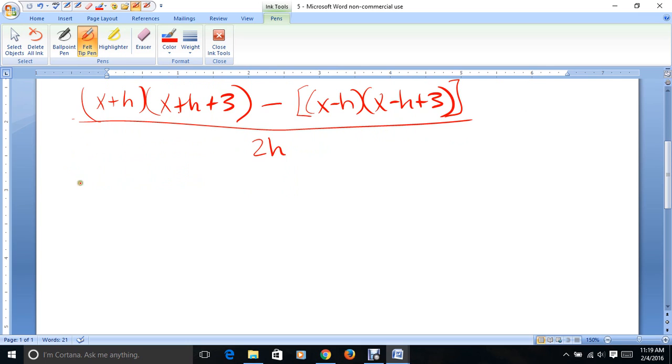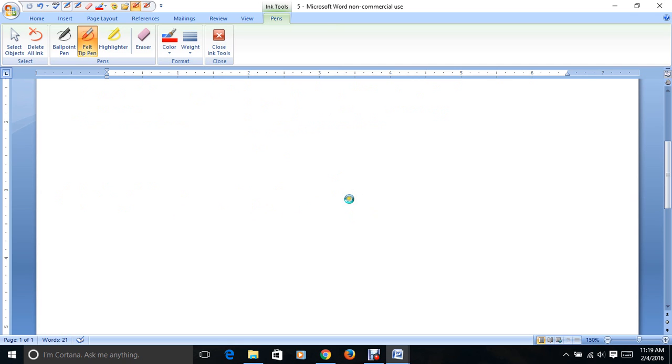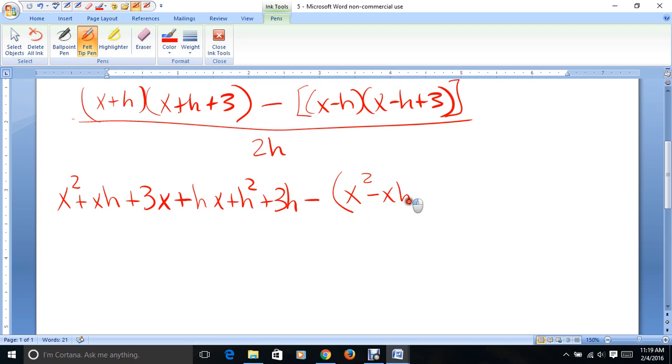All right, so I'm going to distribute the x first, and I'm going to have x squared plus xh plus 3x. Now I'm going to distribute the h, and I'll have hx plus h squared plus 3h. Now I've got to subtract all this stuff. So I'm going to distribute the x, so I'll have x squared minus xh plus 3x. Now I distribute the h, so minus hx plus h squared minus 3h, all over 2h.